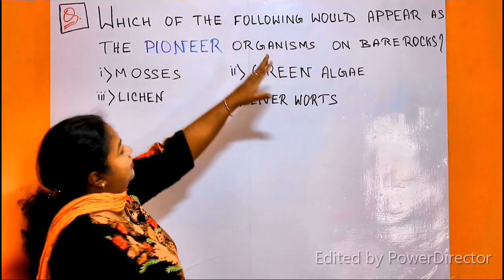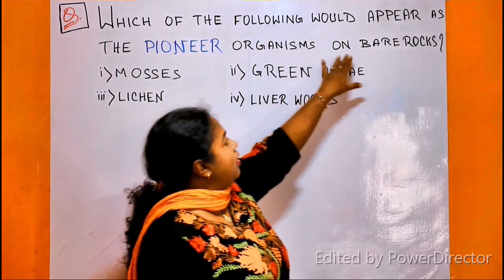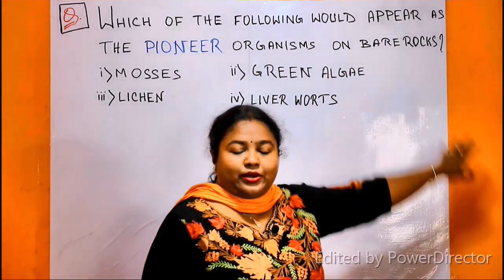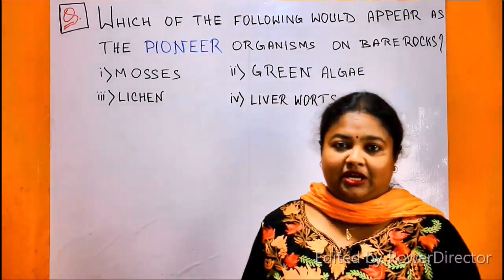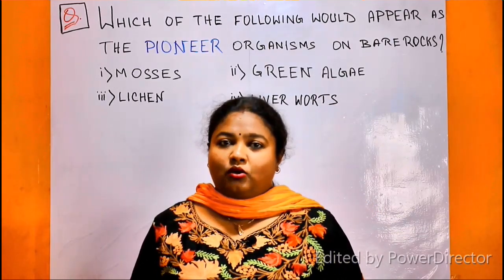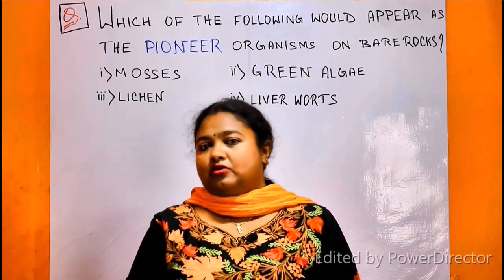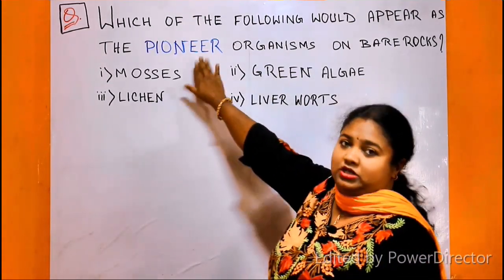Which of the following would appear as the pioneer organism on bare rock? When there is no ecosystem prevailing, it's a bare rock, nothing can grow on that. Which one will first go and colonize? That is called pioneer species.